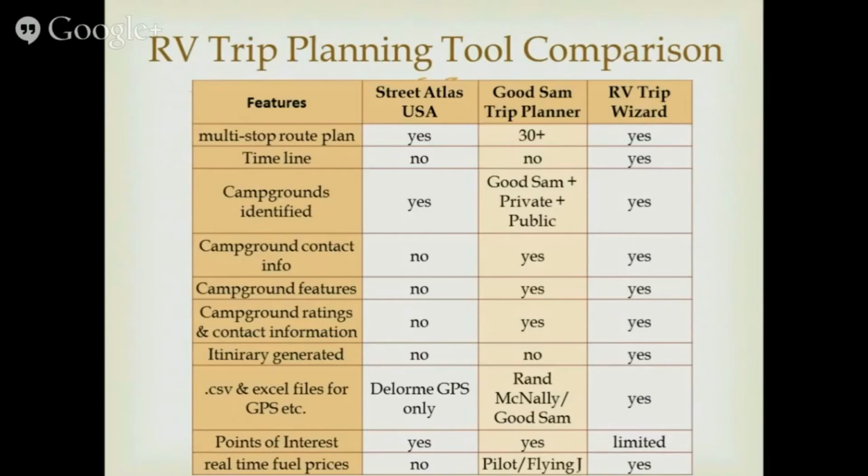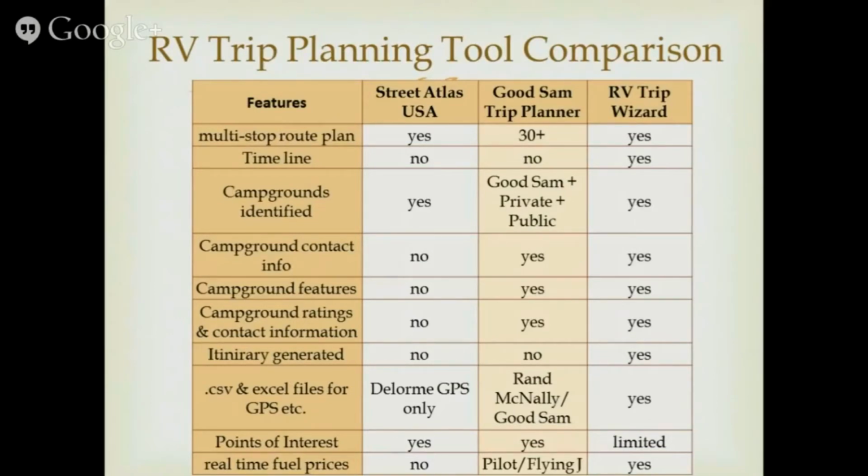If I don't want to be restricted by the web, or I'm out in the pucker brush, in the boondocks somewhere, then maybe what I need to use is something like Street Atlas USA. It will allow me to do multi-stop route planning. It'll give me the campgrounds, and it'll generate an output file, and it can contain points of interest.